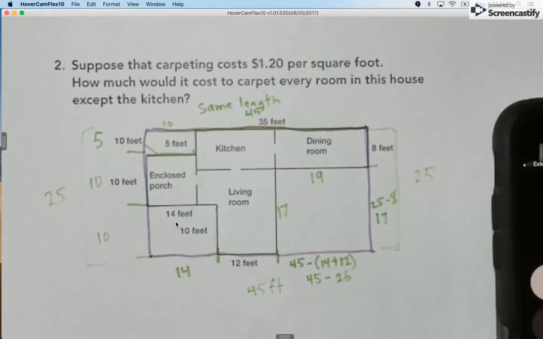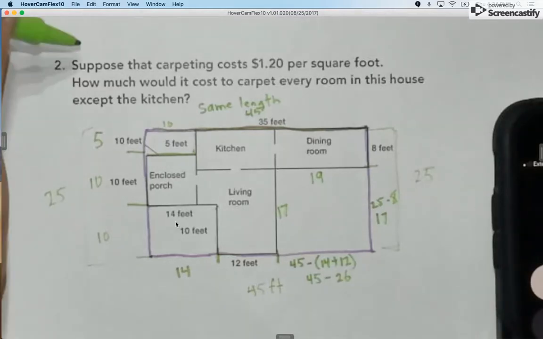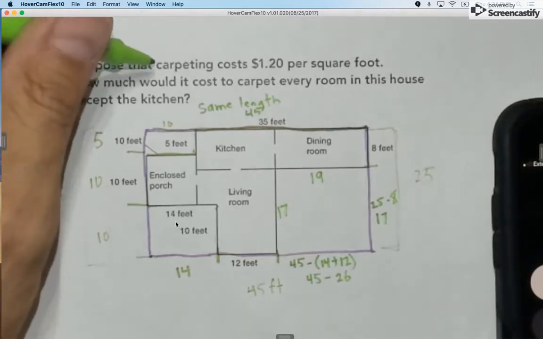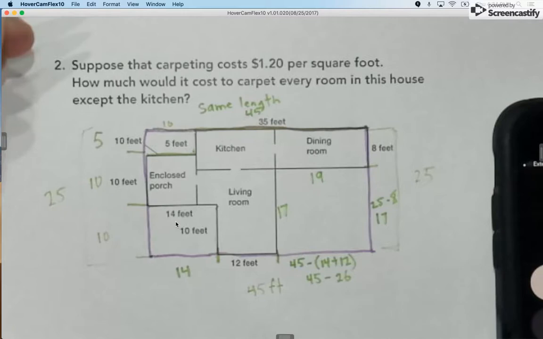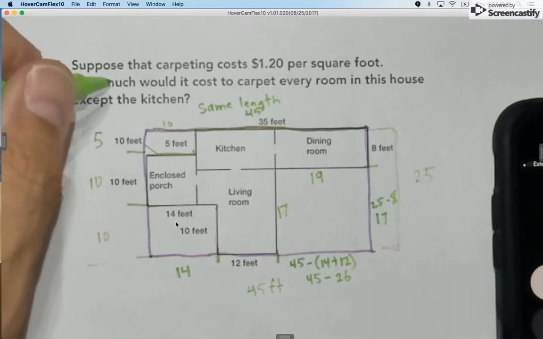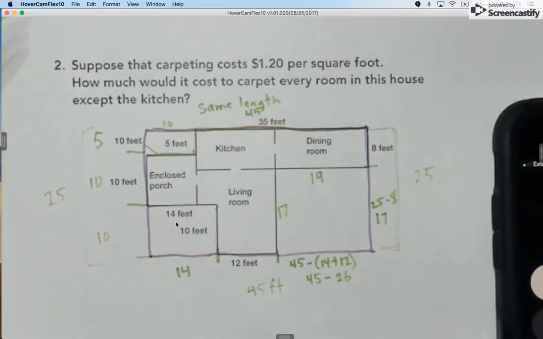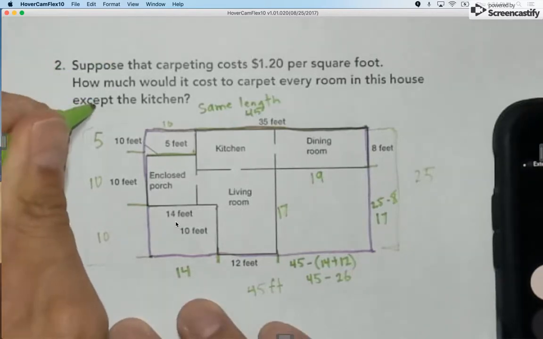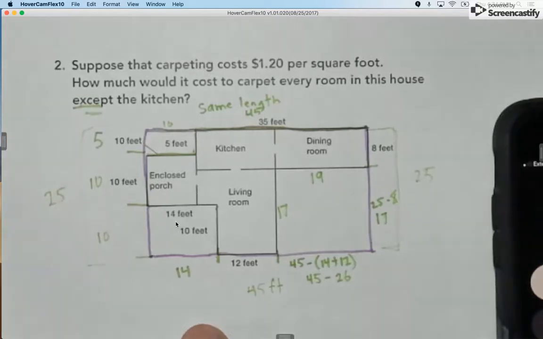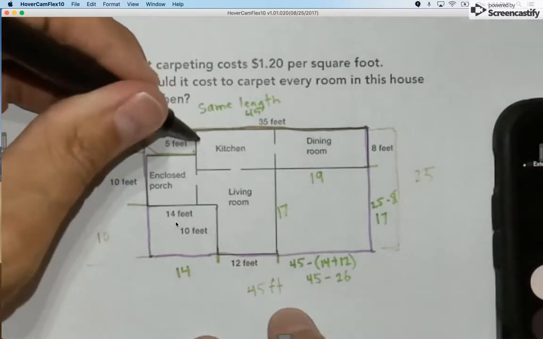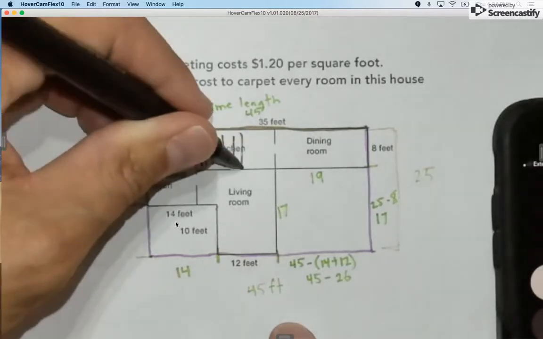All right. The question, which I failed to read one of these times that I've recorded this, I'll do it now. Suppose that carpeting costs $1.20 per square foot. How much would it cost to carpet every room in this house except the kitchen? That means we want to figure these all out, but we do not want to figure out the kitchen.